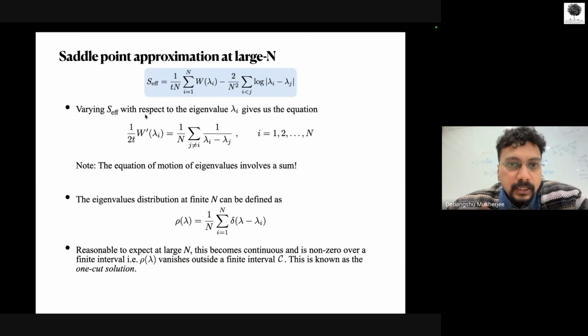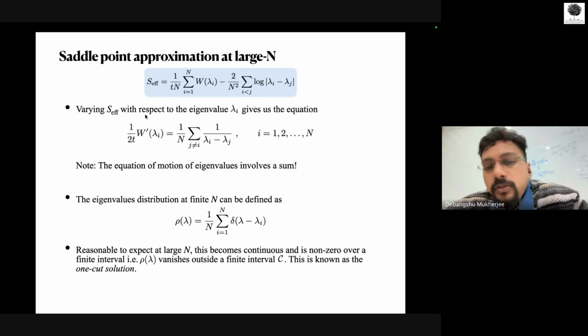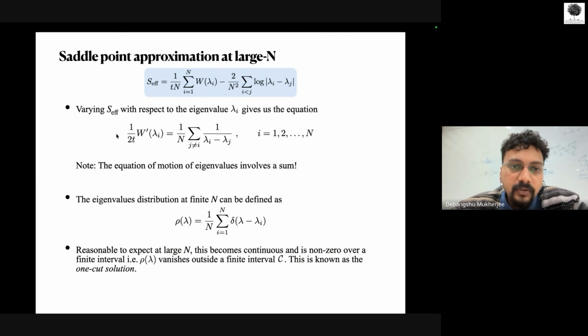Okay. Now, this is the point where we are going to take a very, very sharp departure from all sorts of conventional field theories that many of you might have encountered before. So, to reiterate, this is what the effective action was. Now, if you vary this S effective with respect to the eigenvalue, you are going to end up with this kind of an equation.